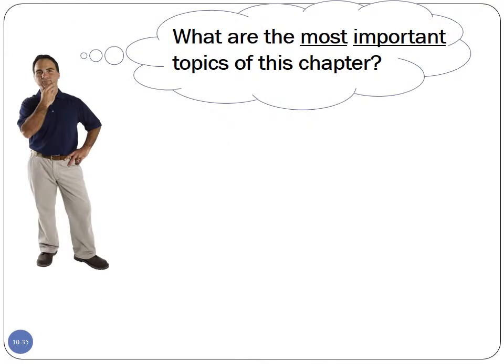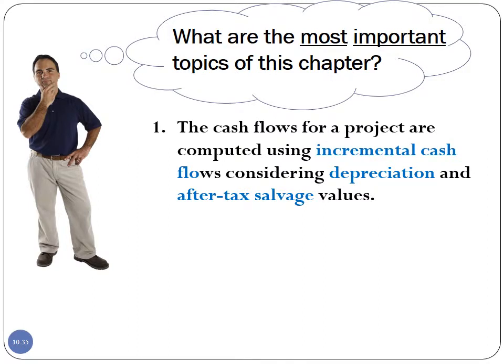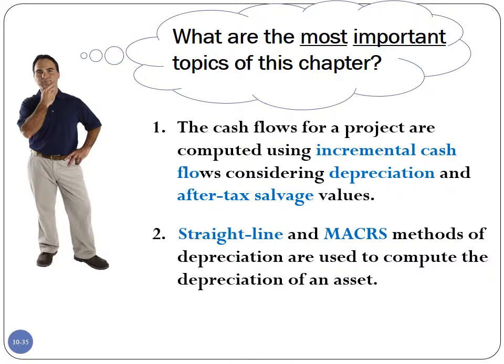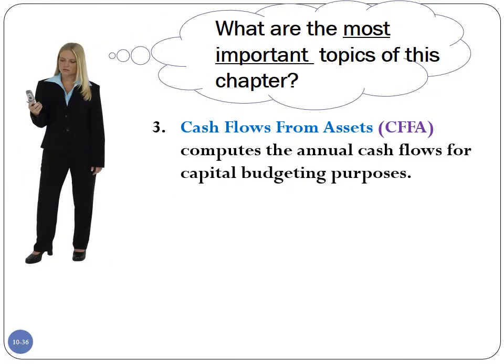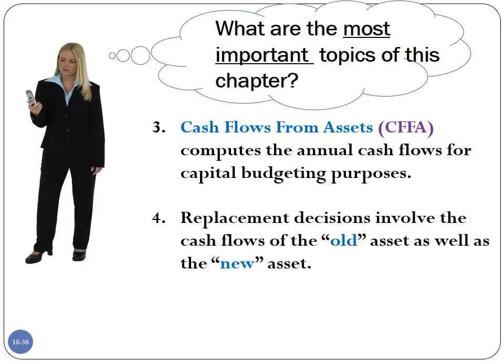So what are some of the most important topics of this chapter? The cash flows for a project are computed using incremental cash flows, considering depreciation and after-tax salvage values. They are the cash flows that occur only if the project is accepted. They are the delta. Straight line and MACRS methods of depreciation are used to compute the depreciation of an asset. There are two different methods. Cash flow from assets computes the annual cash flows for capital budgeting purposes. It's the cash flows that occur as a result of using assets to generate income from a project. And replacement decisions involve the cash flows of the old asset as well.